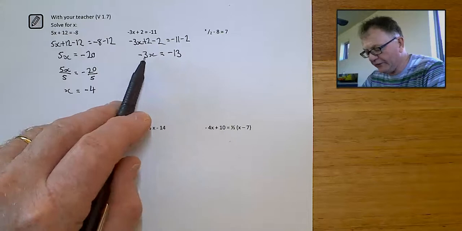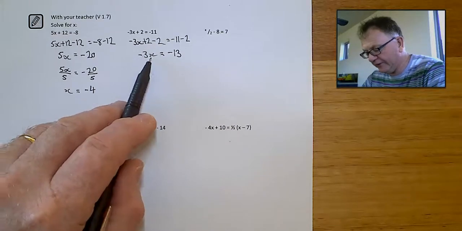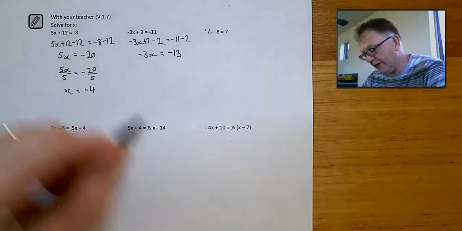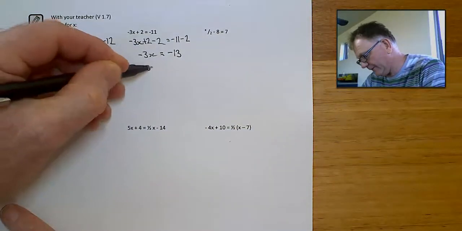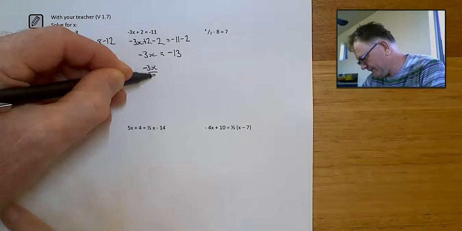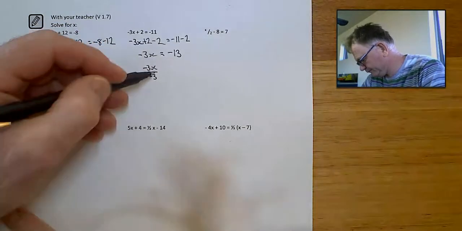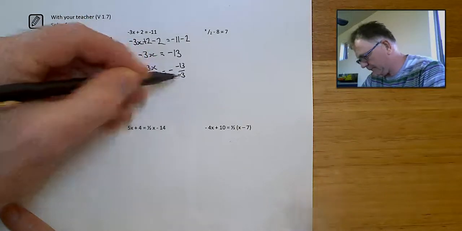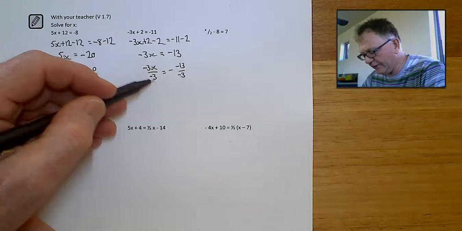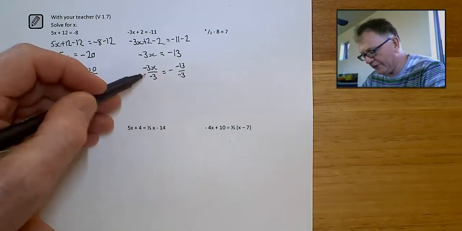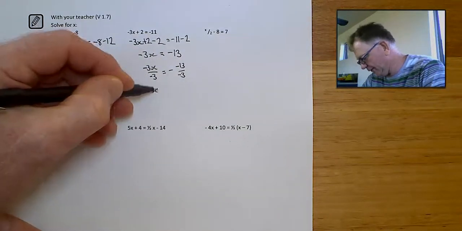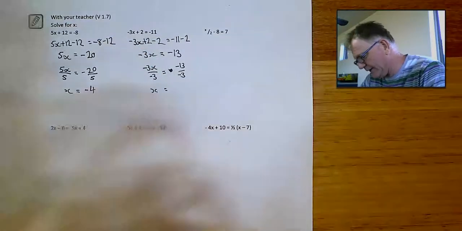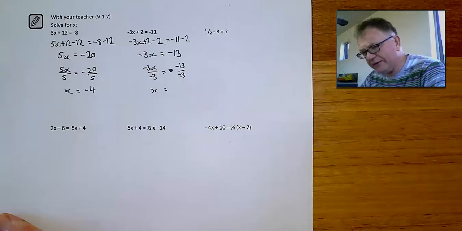I want to get rid of that minus 3. Remember, it's negative 3 times x. So if I divide both sides by negative 3, I should have x by itself. Okay, now in this one here, the 3's will cancel. Negative 3 times x divided by negative 3, I'll just be left with x. Oh, that's not a minus sign there, so it's just negative 3 over. Okay. Negative 13 over negative 3.